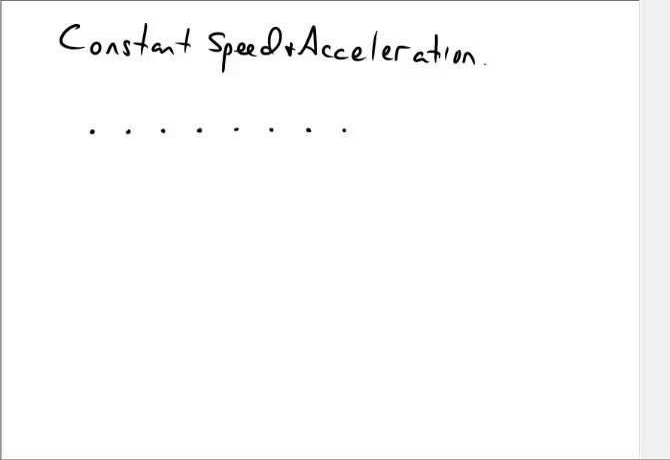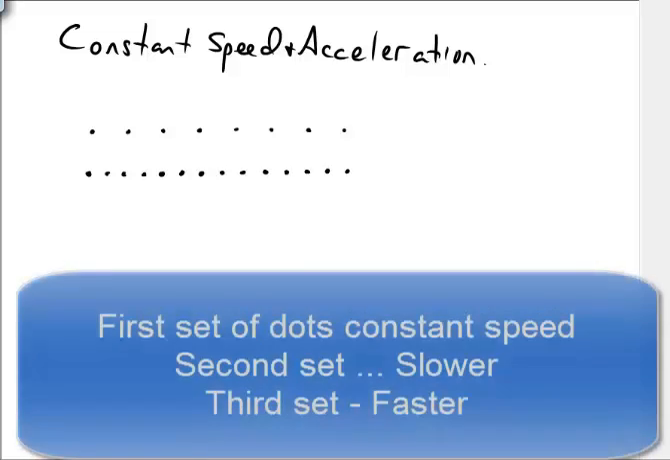So what would a quicker constant speed be? So if I pulled the ticker tape through there at a quicker constant speed, okay, so if the dots are closer together, that means the constant speed is slower. Okay, so this would be a slower constant speed.